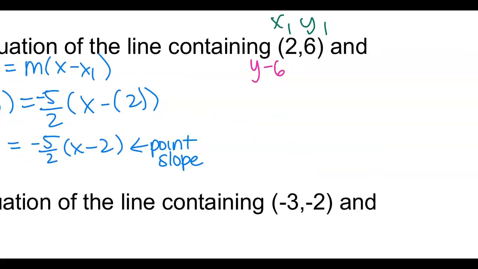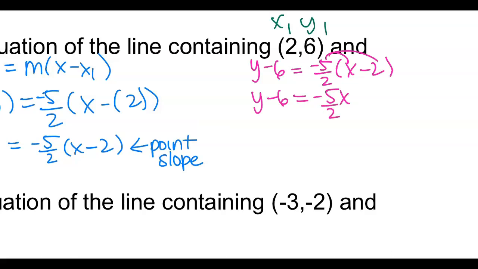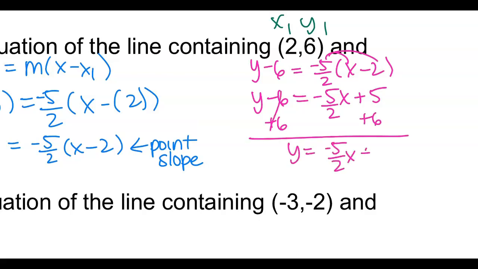Y minus 6 is going to equal negative 5 over 2, x minus 2. I'm going to distribute. This will give me y minus 6 equals negative 5 over 2x. You actually put the 5 over 2 first. And then negative times negative is going to give you a positive. 5 over 2 times 2 is just going to give you 5. From here, how do I get y by itself? I need to move one more thing. Add 6. So y is going to equal negative 5 over 2x plus 11. This is your answer in slope-intercept.